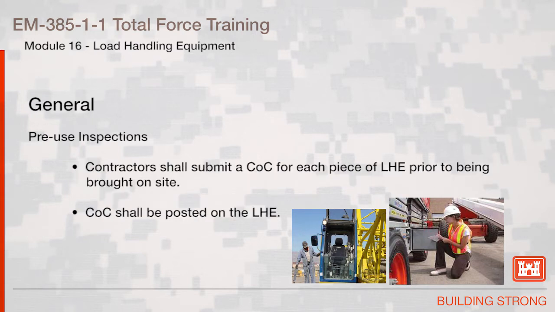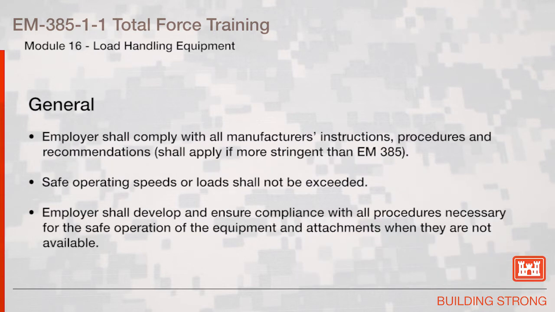Contractors shall submit a certificate of compliance for each piece of load handling equipment prior to being brought on site. The certificate of compliance shall be posted on the load handling equipment. The employer shall comply with all manufacturer's instructions, procedures, and recommendations, and shall apply if more stringent than EM385. Safe operating speeds or loads shall not be exceeded. The employer shall develop and ensure compliance with all procedures necessary for the safe operation of the equipment and attachments when they are not available.